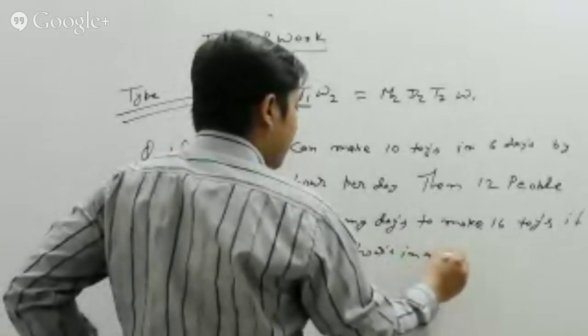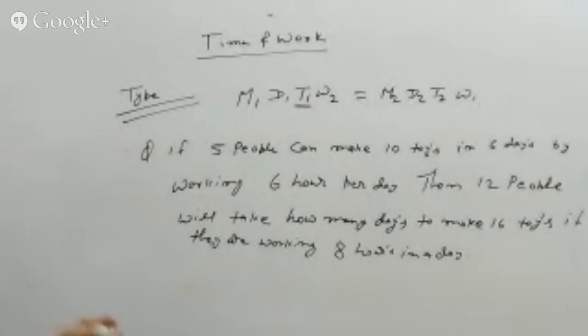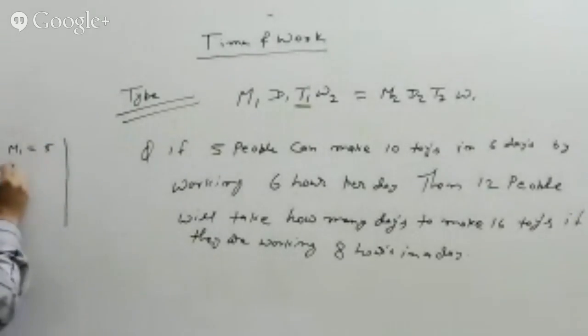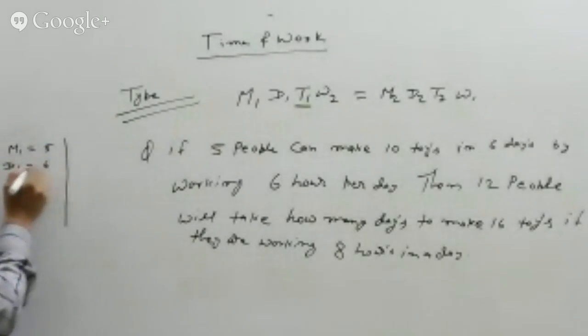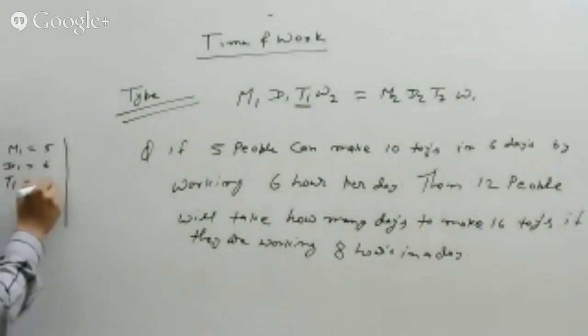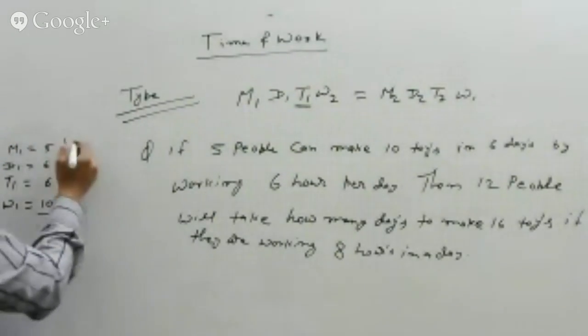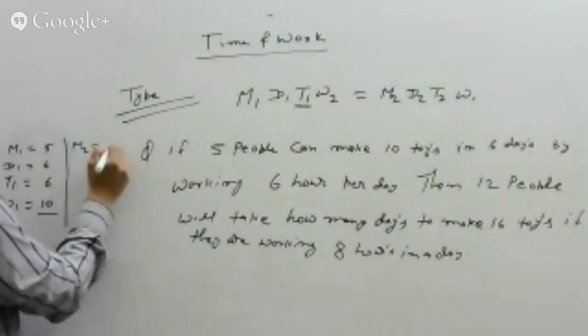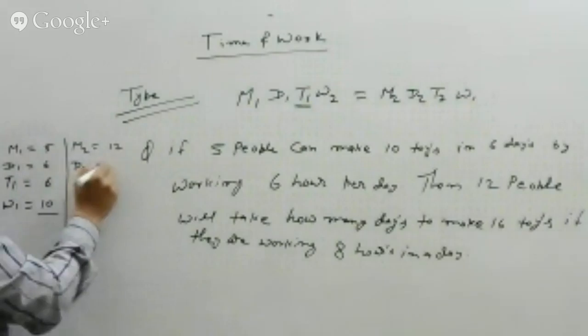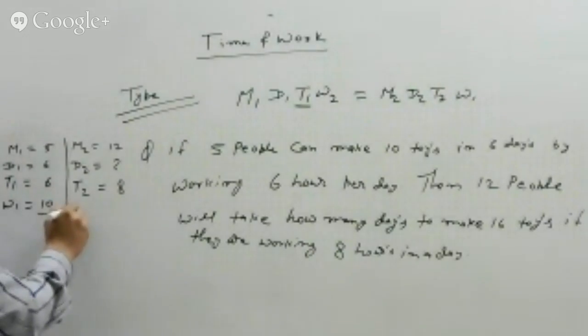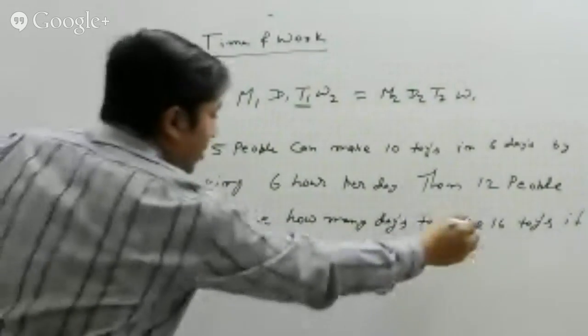In this question, we have given M1 is equal to 5, D1 is equal to 6, T1 is equal to 6 and W1 is equal to 10. We are making 10 chairs, so here the work is making chairs. On the other hand, we have M2 is equal to 12, D2 we have to find out, T2 is 8 hours and W2 is equal to 16.